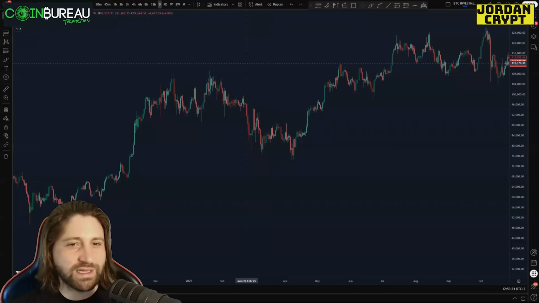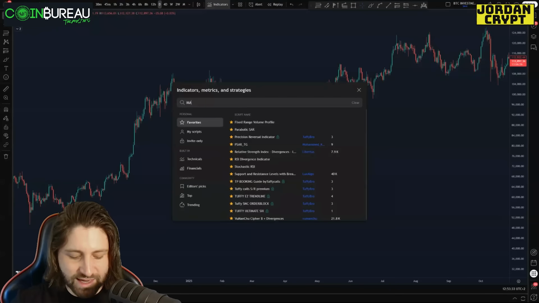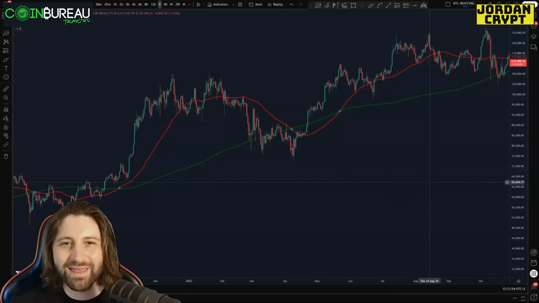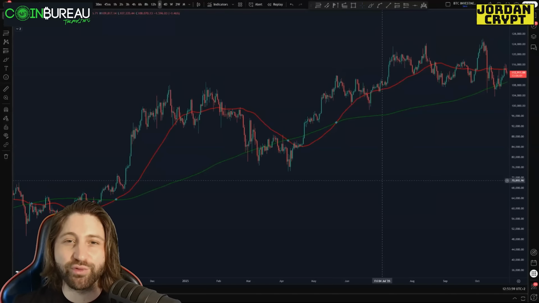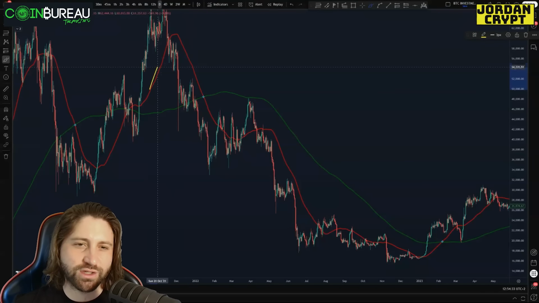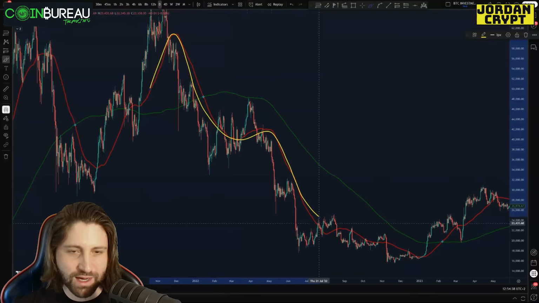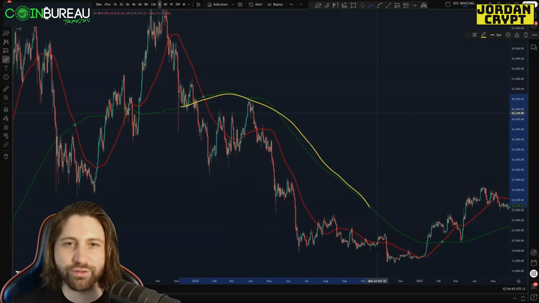How to chart a death or golden cross. First, you will need to head to your indicators at the top of your TradingView platform and then type MA cross to bring up your MA cross of the 50 and the 200. Favorite this and add it to your charts. Remember that for the death and golden cross, we are looking at particularly the daily time frame for these moving averages. Now you will see on your charts the 50-day moving average or the shorter term moving average, as well as your 200-day moving average or your longer term moving average.